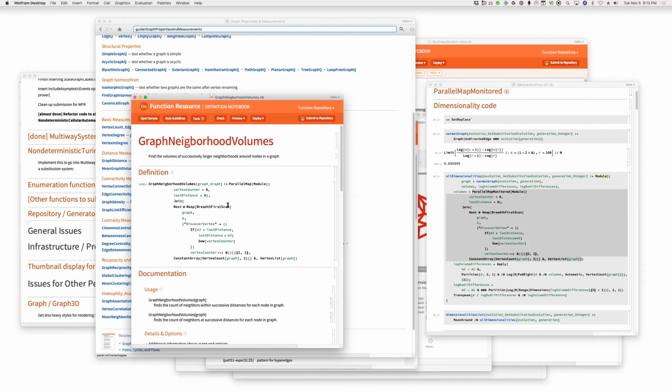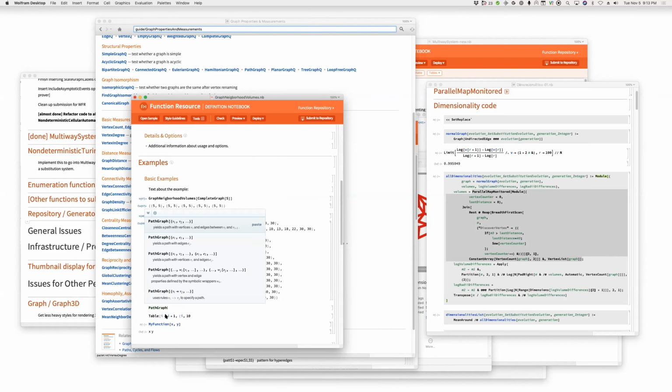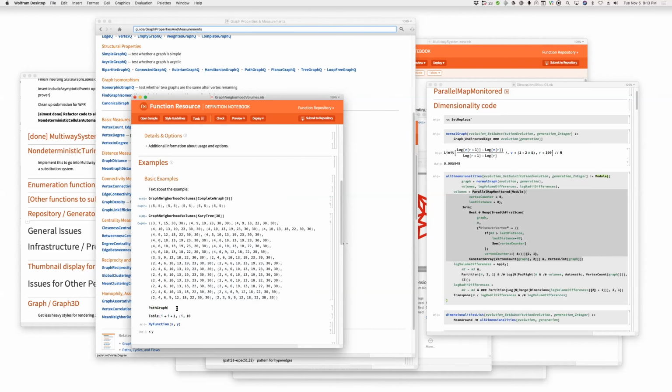Is that right? So if I have a line graph, how do I get a line graph? I would say just table I goes to I plus 1, right? Isn't there a path graph? What's it called? There is path graph. What does that do? Path graph of list of vertices. So path graph of range 5, for example.